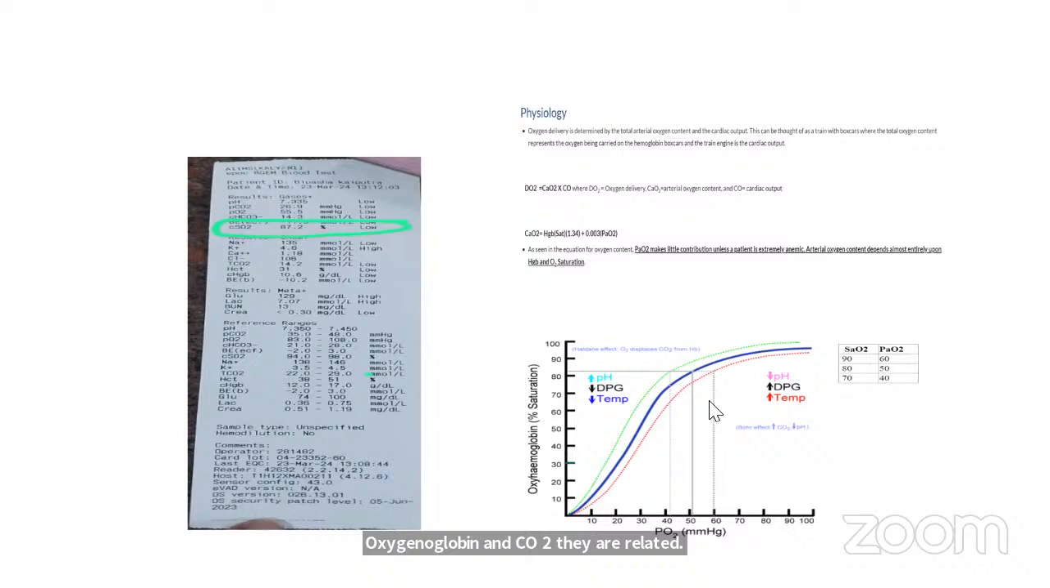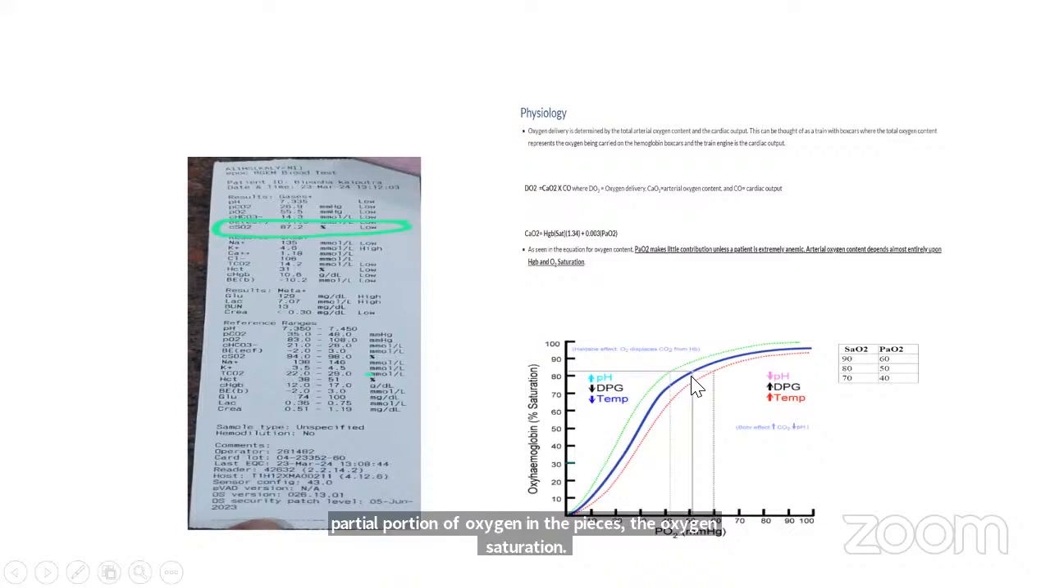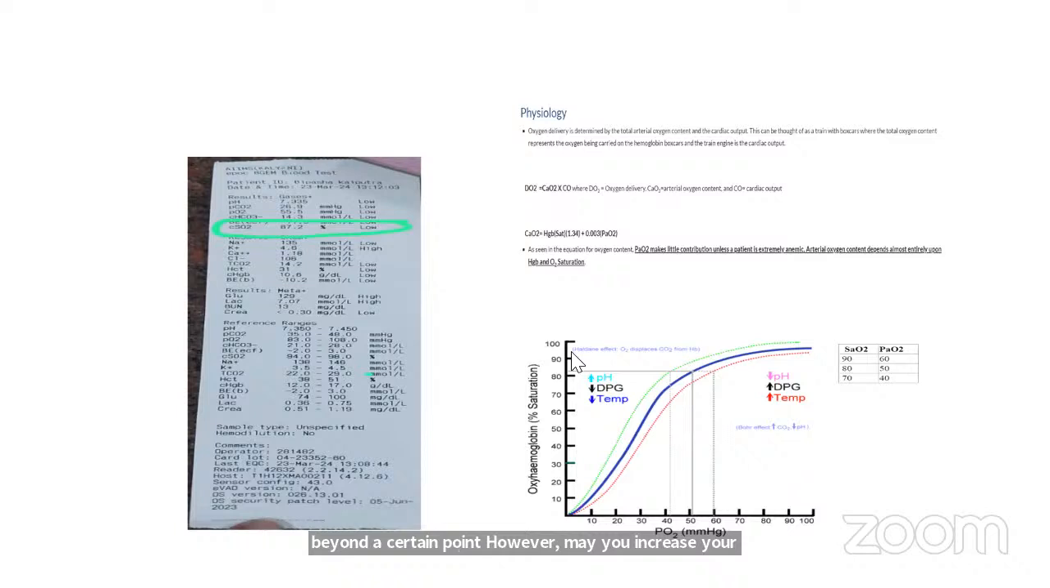We can see that this is a sigmoid shaped curve, and as the partial pressure of oxygen increases, the oxygen saturation increases gradually up until a certain point. But beyond a certain point, however much you increase your partial pressure of oxygen in the blood, the oxygen saturation of hemoglobin does not increase much. It flattens out. And then there are some factors which can push your oxyhemoglobin dissociation curve to the right.